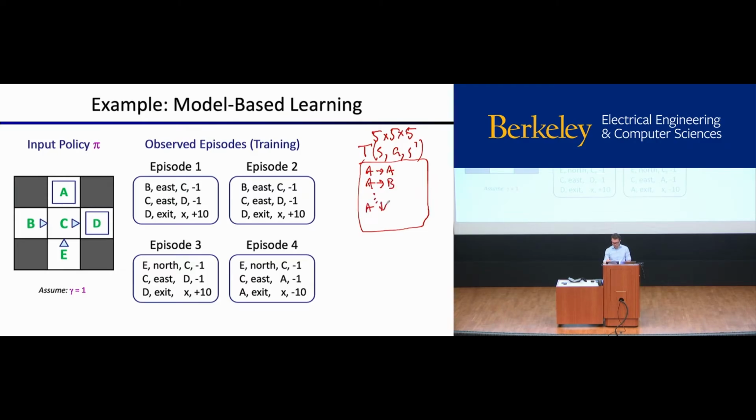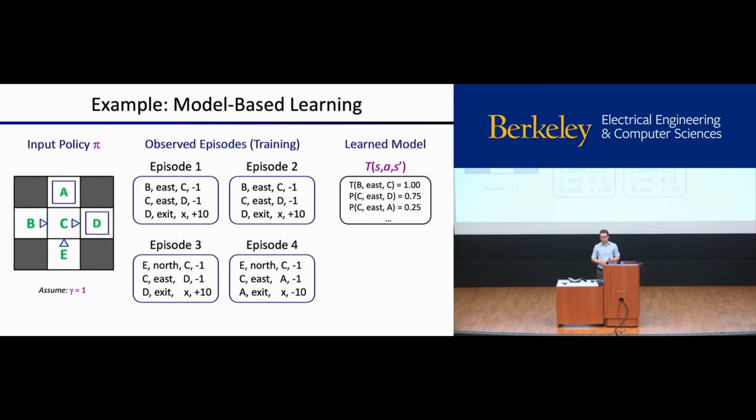A goes south, ends up at, I don't know, E. Then there's B. We have to do this for all the starting states, for all the actions, for all the next states. Okay, so let's just skip forwards to what this will look like, and I'll clear it out.